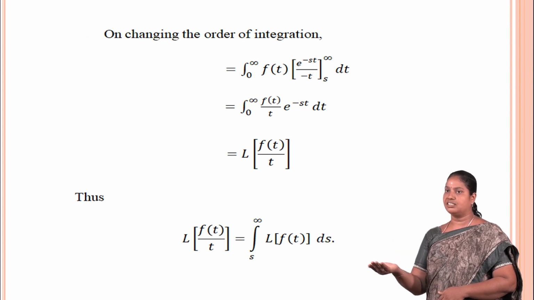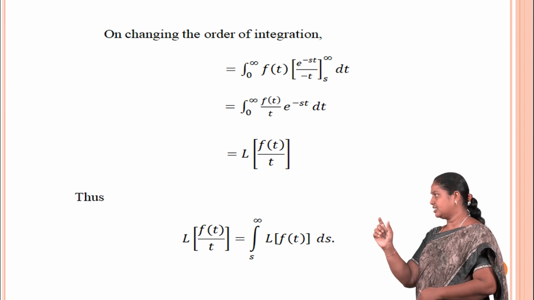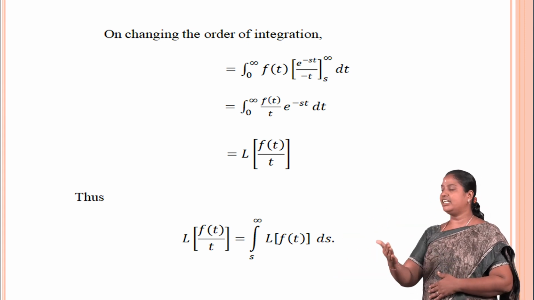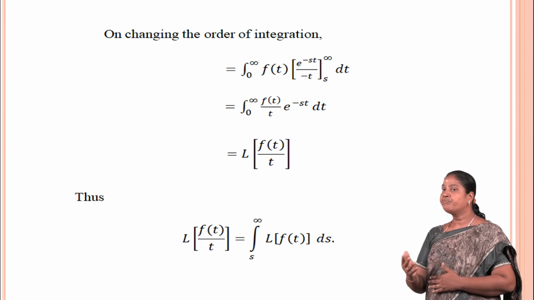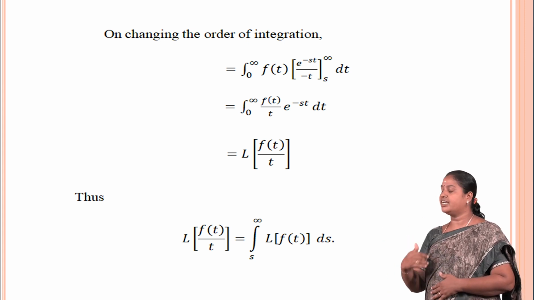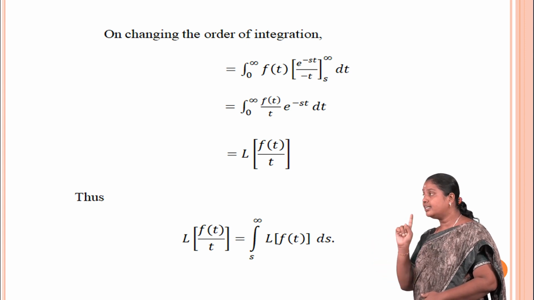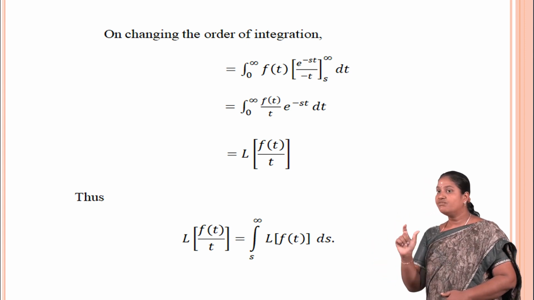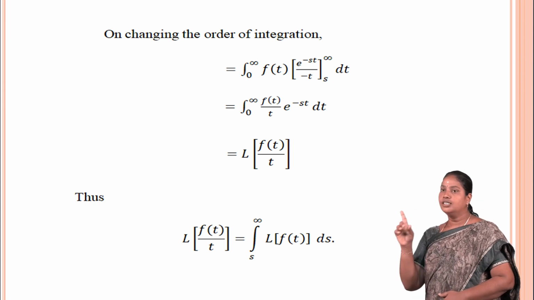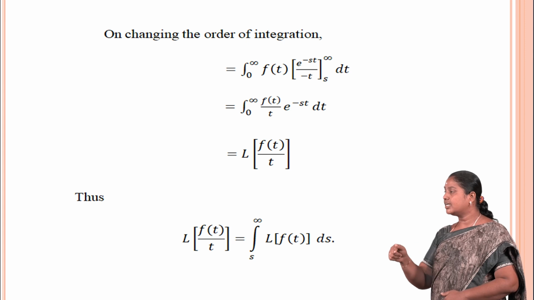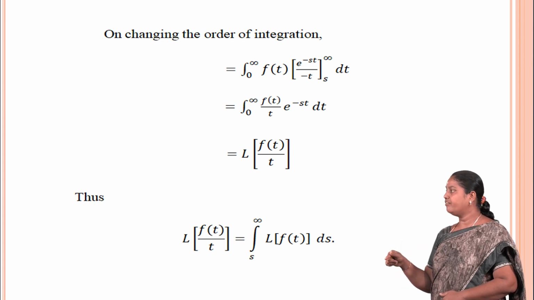If you integrate this, what will you get? Here e power minus st with respect to ds. f of t is independent of s. If you integrate e power minus st, what will be the answer? e power minus st divided by minus t. Again we are integrating with respect to s, not with respect to t, because here t is treated as a constant. First we are integrating with respect to s only. So we will get e power minus st divided by minus t.